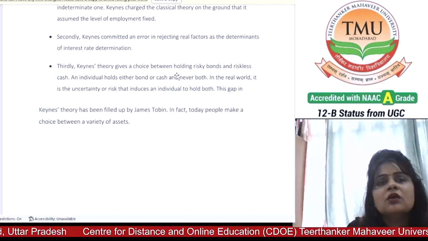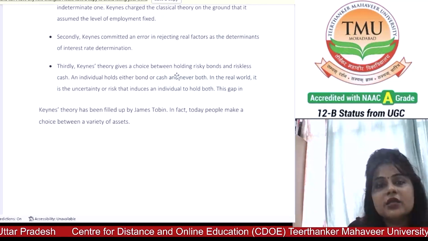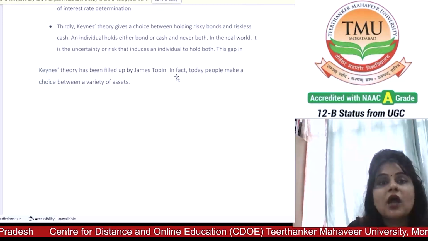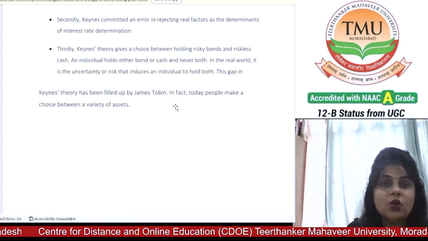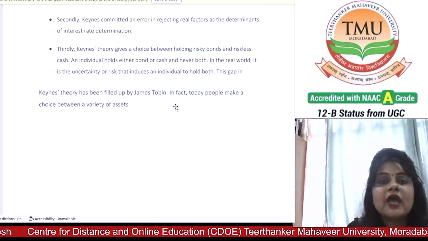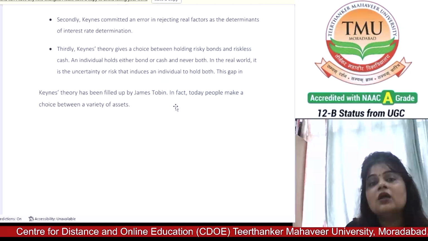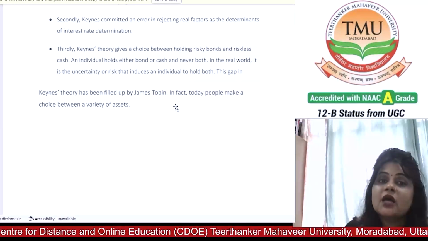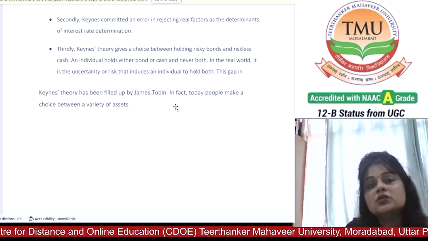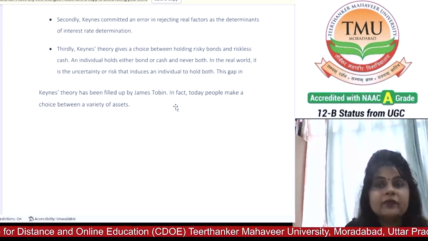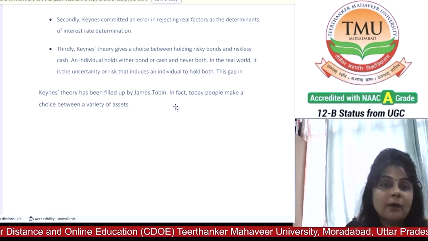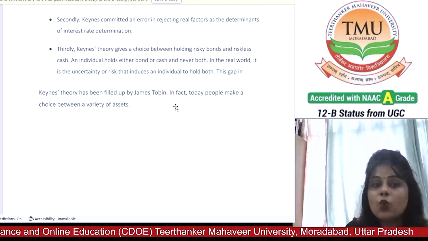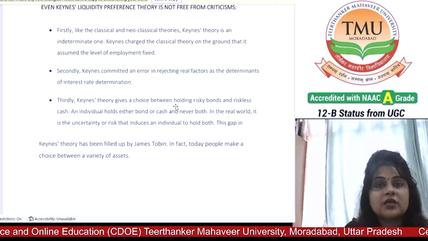Secondly, Keynes committed an error in rejecting real factors as a determinant of interest rate determination. And thirdly, Keynes' theory gives a choice between holding risky bonds and riskless cash. An individual holds either bonds or cash and never both. In the real world, it is uncertainty or risk that induces an individual to hold both. This gap in Keynes' theory has been filled up by James Tobin. In fact, today people make choices between varieties of assets.